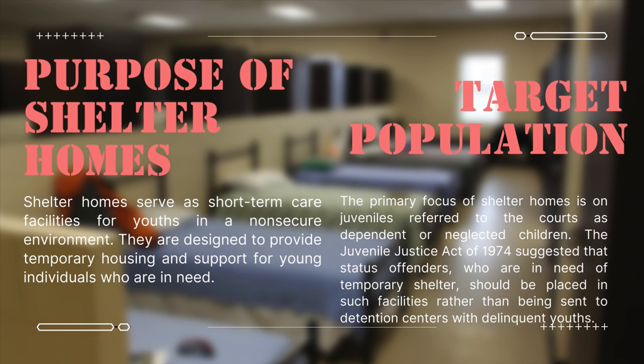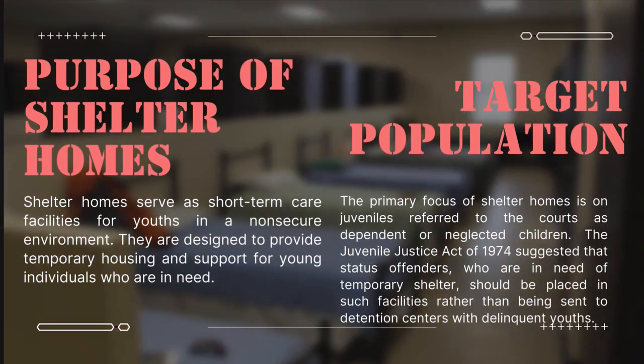The target population for shelter homes is juveniles who are referred to the court as dependent or neglected children. The Juvenile Justice Act of 1974 suggests that status offenders who are in need of temporary shelter should be placed in such facilities rather than being sent to the detention center with delinquent youth.